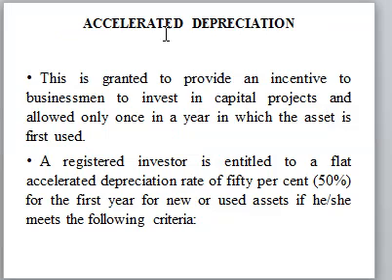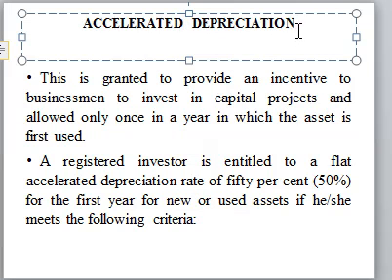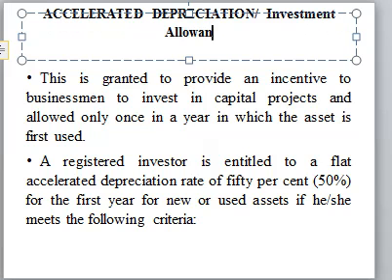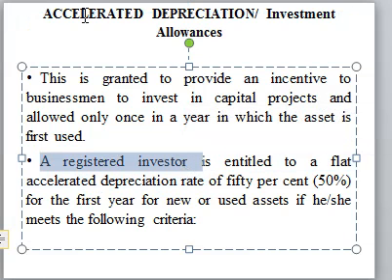So let's look at the accelerated depreciation, or sometimes we call it investment allowances. These are given to registered investors. That is a very key important part. They are given to a registered investor who invests in a new or business asset. In this case, the investor must have invested in a new or business asset to be able to get this accelerated depreciation, or what we call investment allowance.